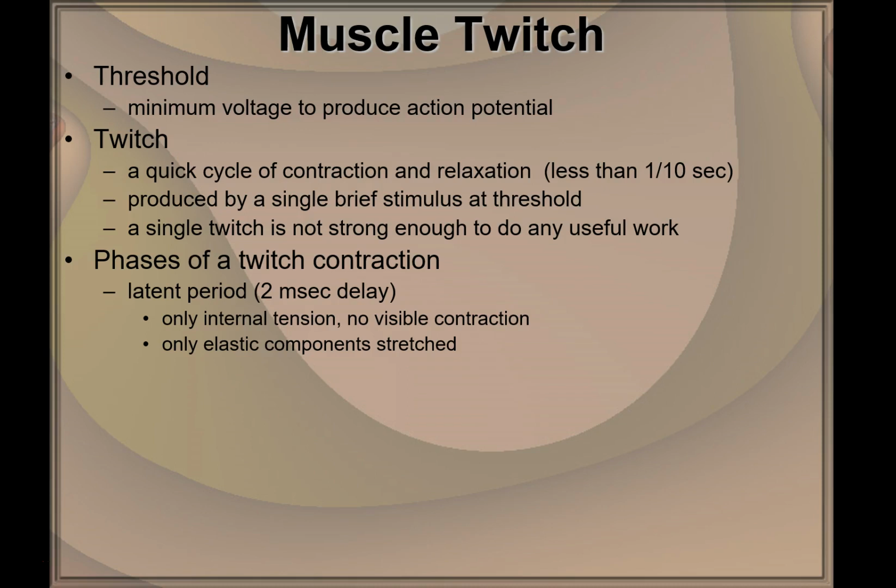Part of the latent period is the calcium being released, binding to the troponin, shape changing. That takes a little bit of time. Now, we're only talking 2 milliseconds, so that's really small, but it can be measured.